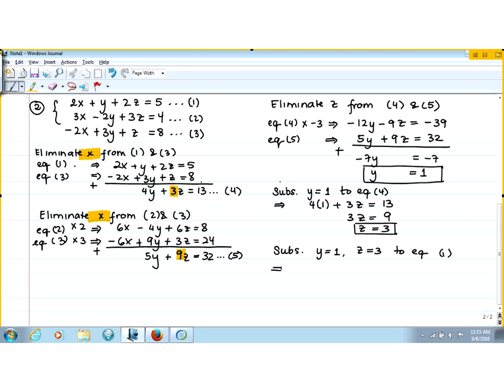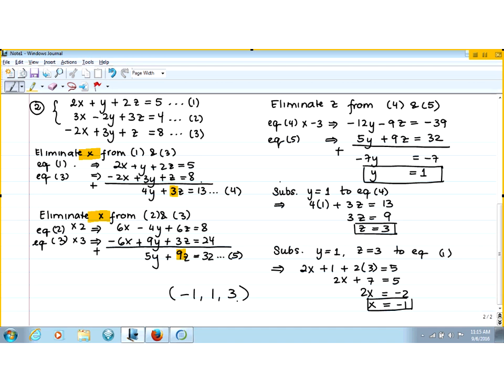Okay, the easiest one. Can I do 2 or 3? Yes. But choose the easiest one. We don't want to make our lives harder, right? 2x plus 1 plus 2 times 3 equals 5. 2x plus 7 equals 5. Good. What is 2x equal to? Yes, x is negative 1. All right. So, what's my solution? Negative 1, 1, 3. Yes. Finish.